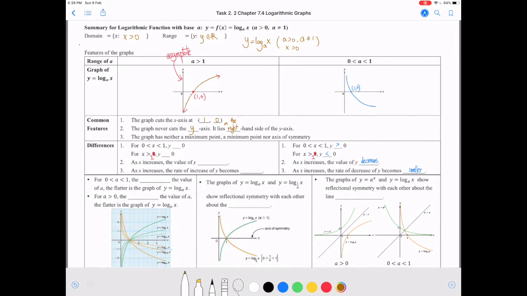Let me ask you now, do you know why the graph never cuts the y-axis? You know it never cuts the y-axis from this graph, right? But why does it never cut the y-axis?